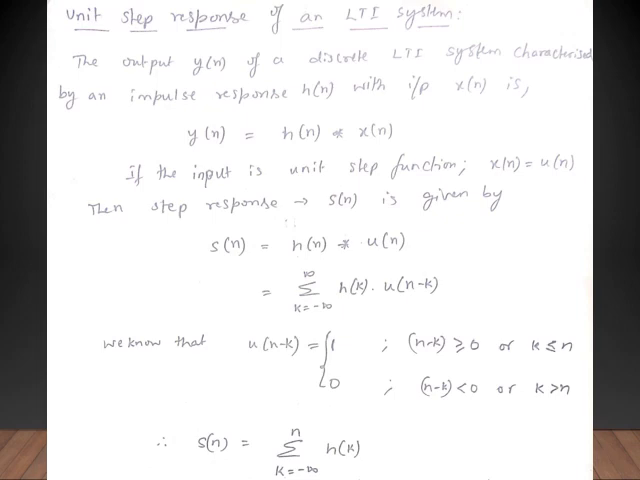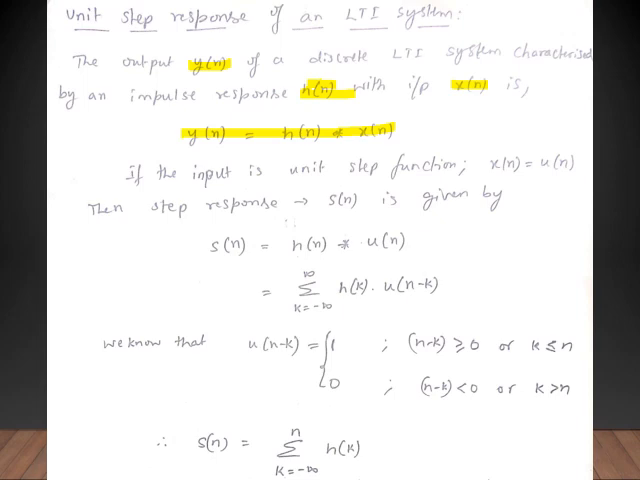So the first output, if I take it, y of n, that is in discrete nature. So a discrete LTI system characterized by an impulse response h of n, and also with respect to x of n as input. So how do I write this? y of n is equal to h of n convolved with x of n, where x of n is the input and h of n is the impulse response.